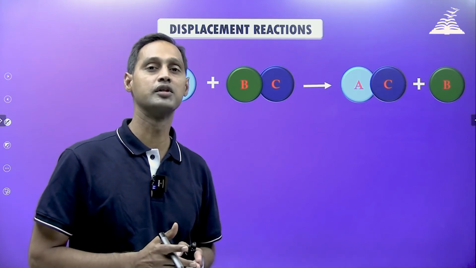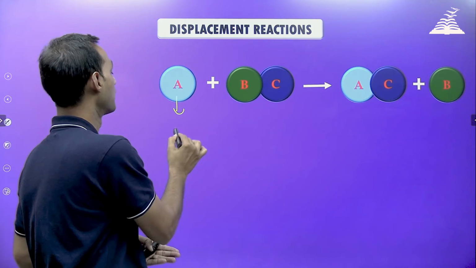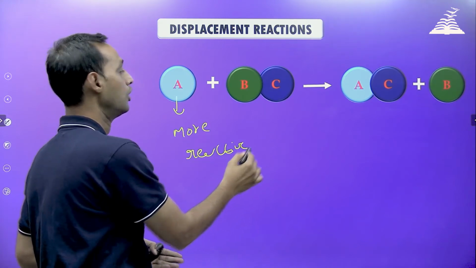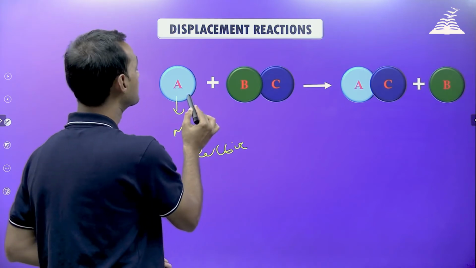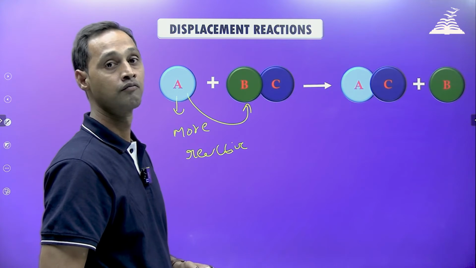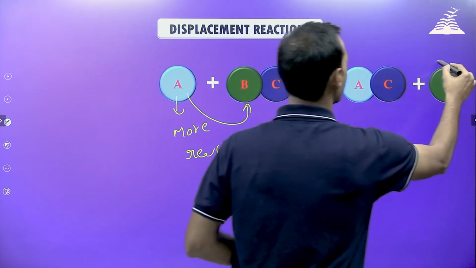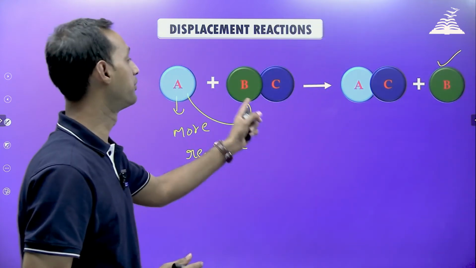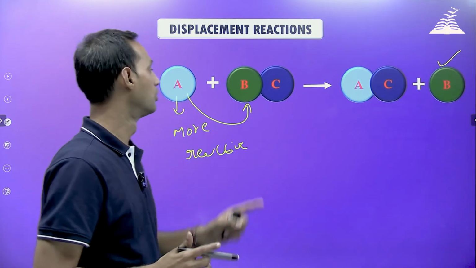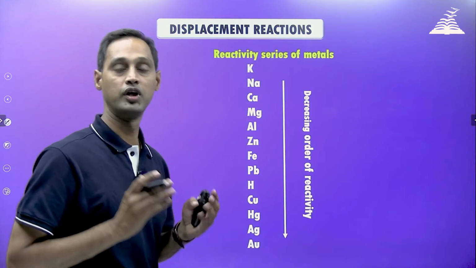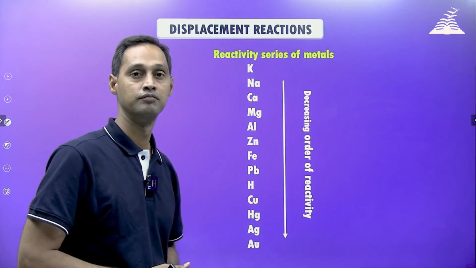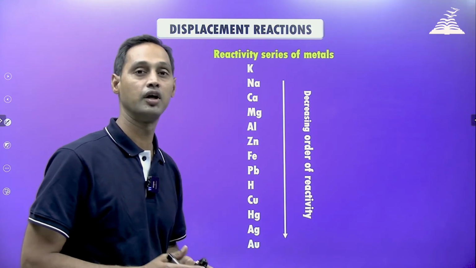Right? Here what happens is, here A is more reactive, so that it will be able to displace B from the compound called BC. Right? So B has been displaced because B is less reactive than A. That is how displacement takes place. Before we take a look at examples, we will take a look at reactivity series of metals. We should understand the reactivity of metals.